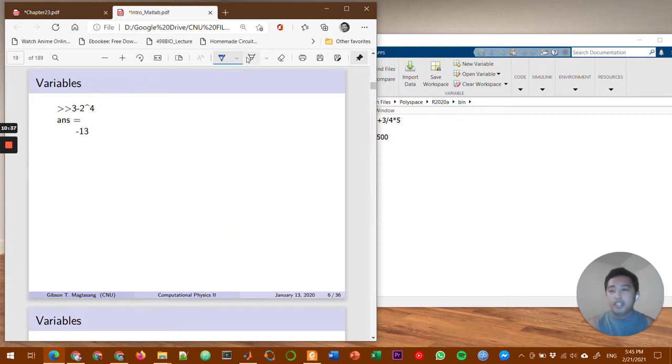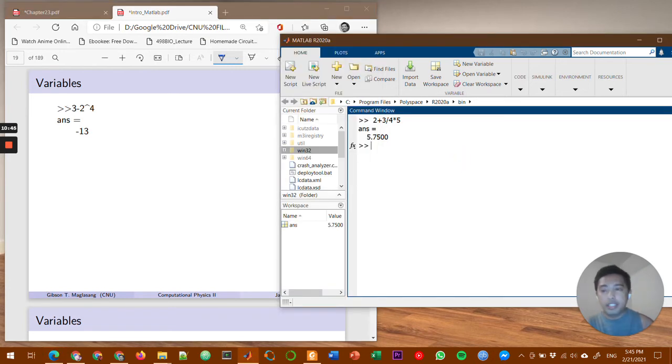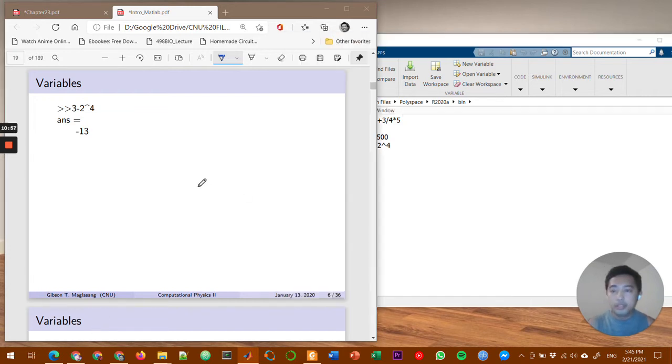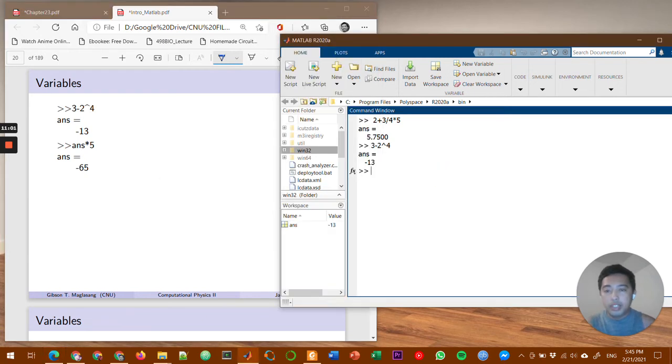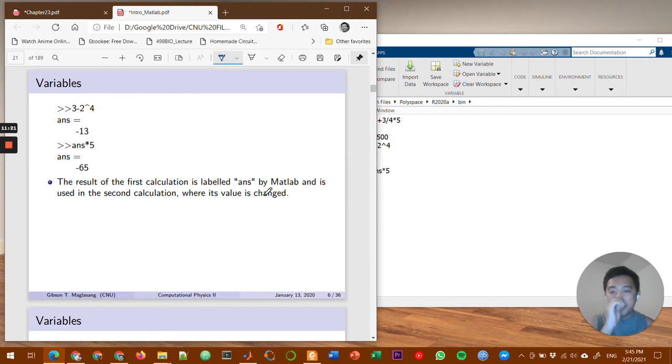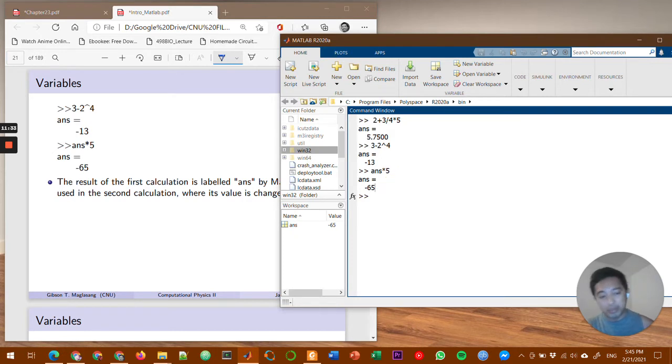Okay? So if we try this one, let's try 3 minus 2 exponent 4. So I get negative 13. And if I then multiply the answer by 5, I used the previous result, so it is negative 13 times 5. That's negative 65. So the result was stored in ans by MATLAB and used in the second calculation. And then the value of ans changed from negative 13 to negative 65; the negative 13 is gone, it was replaced.